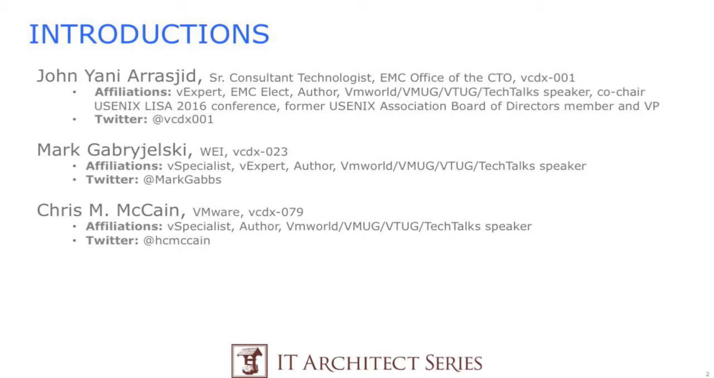And my name is John Arrasjid. I'm VCDX number 1. Mark and I decided to start a series of IT architecture books because we noticed the industry did not have anything in this area. And as we did this, we reached out. Chris McCain is our third author. He has a conflict with another call right now, but we'll have him on future vBrownbags.